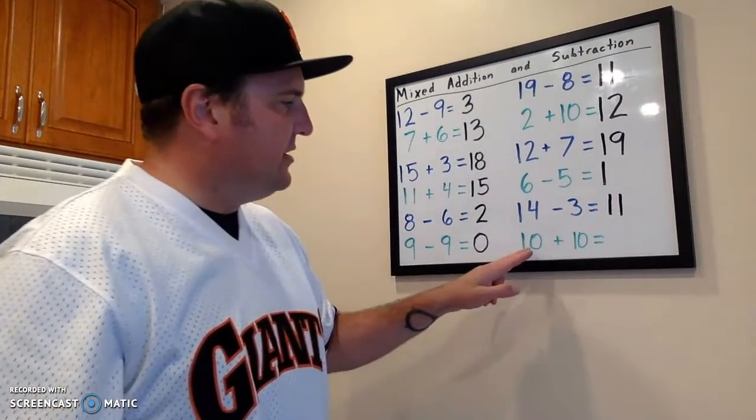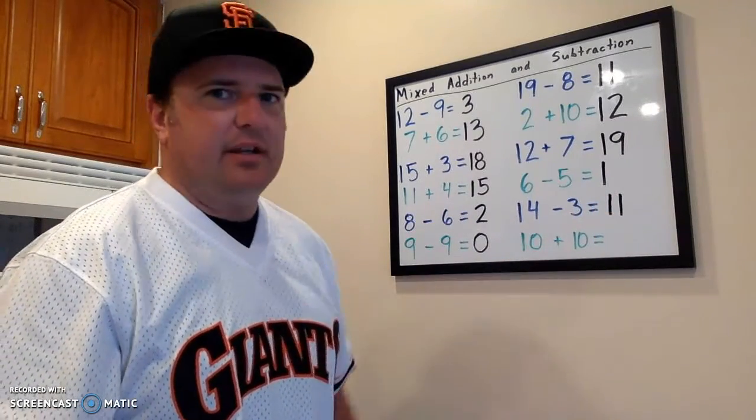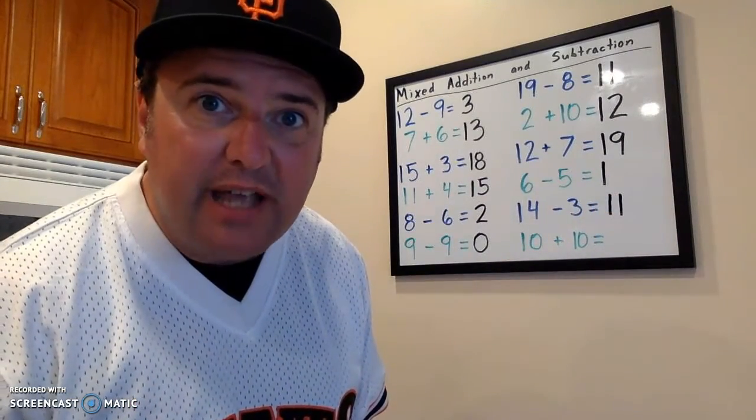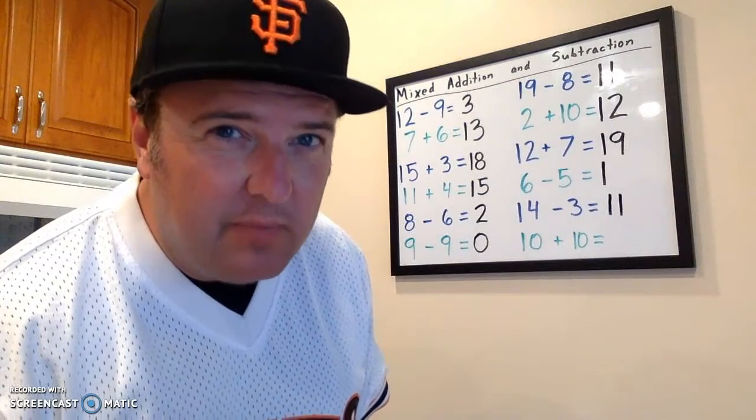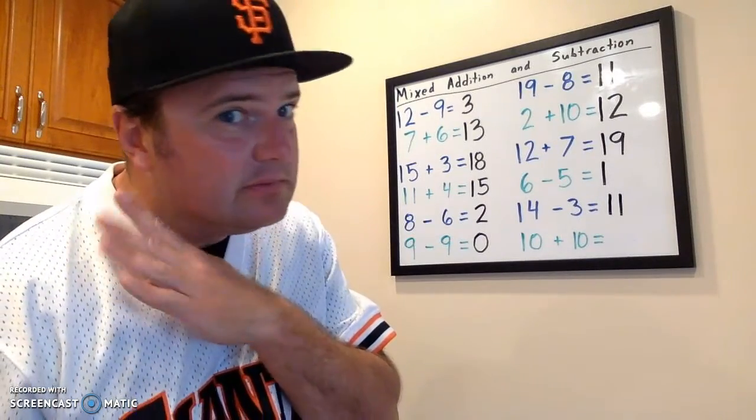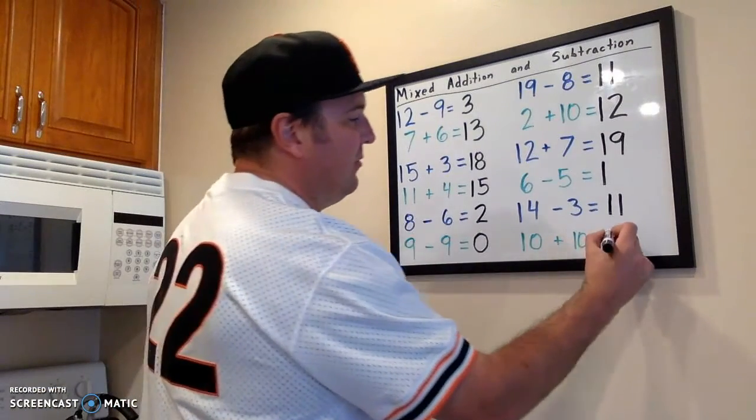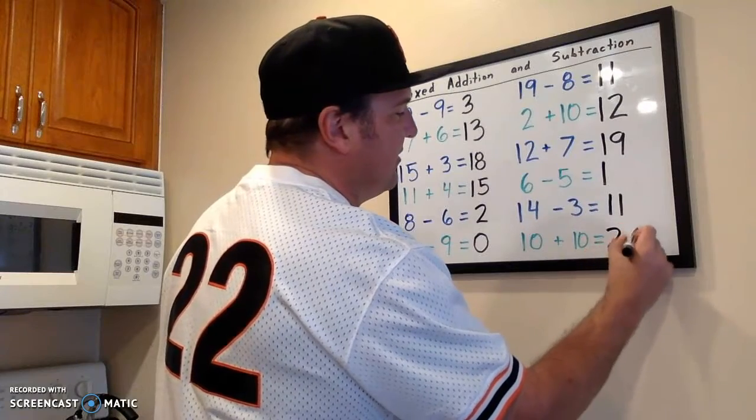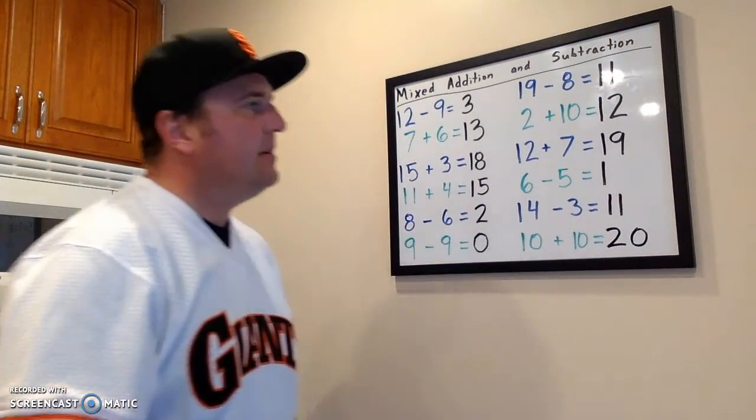The last one is 10 plus 10. 2 groups of 10 make up the number. I hope you said 20. We all know that 10 plus 10 equals 20. Okay.